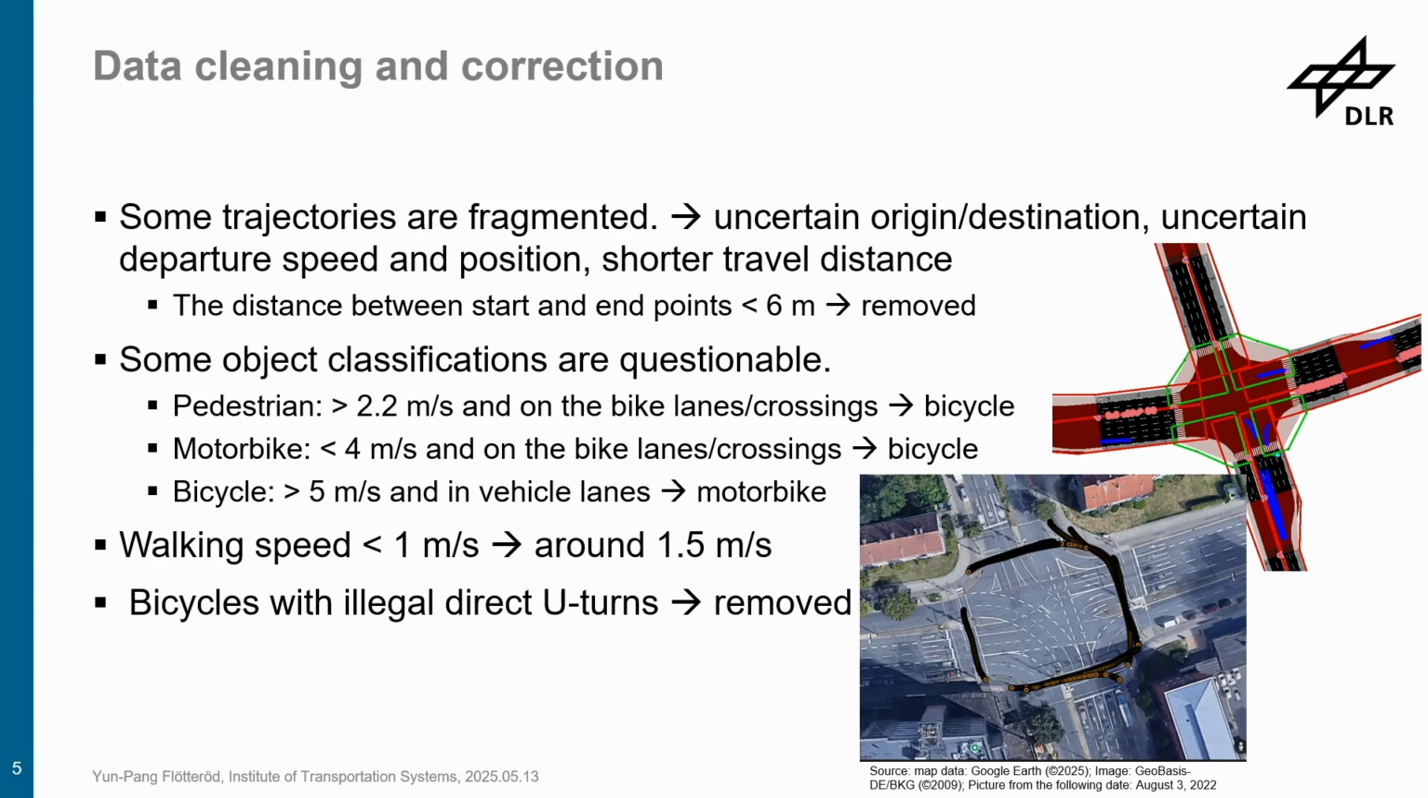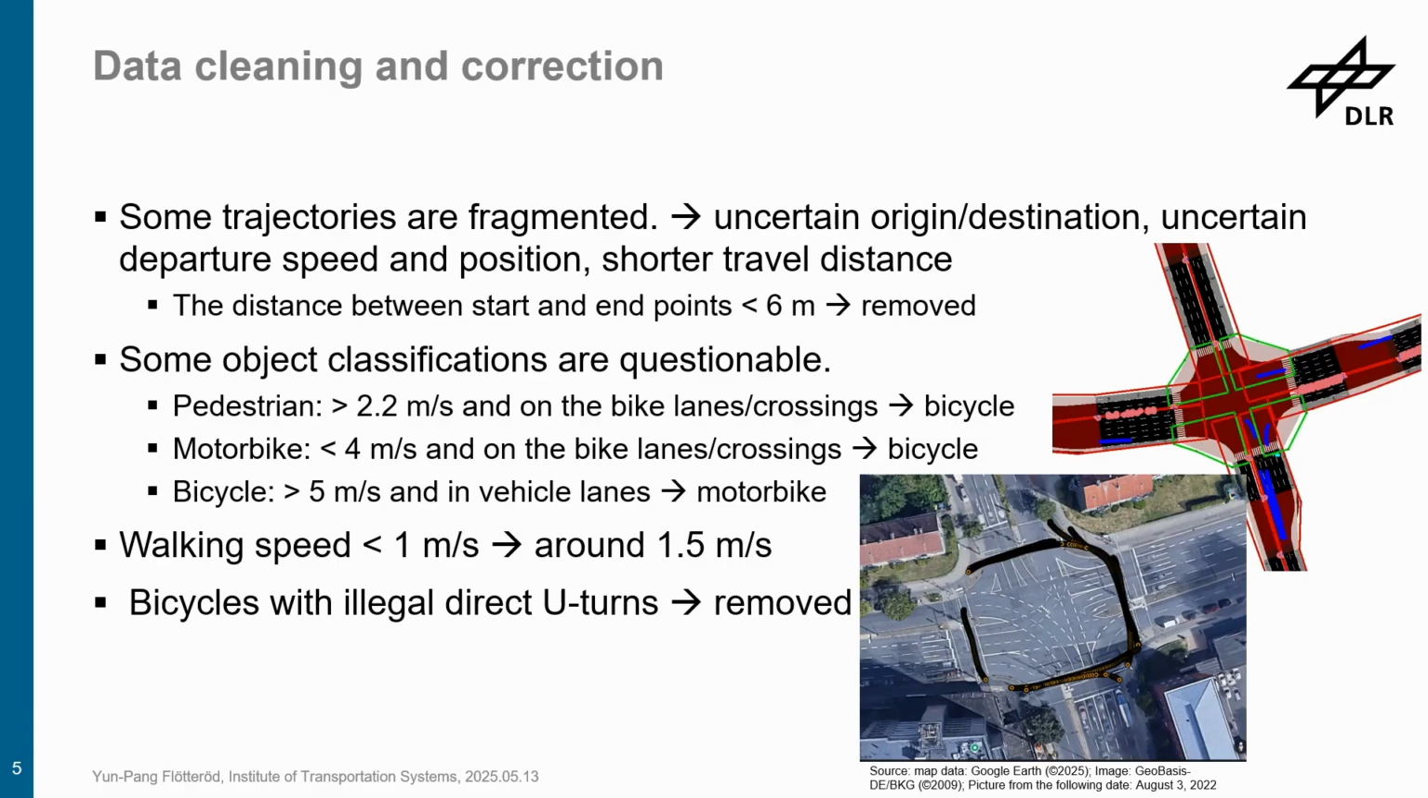To this end, we have removed the objects where the distance between their start and end points is less than 6 meters. I hope you can see a small example here. That means the trajectory is just running in a circle. For such cases, we just remove the trajectories.